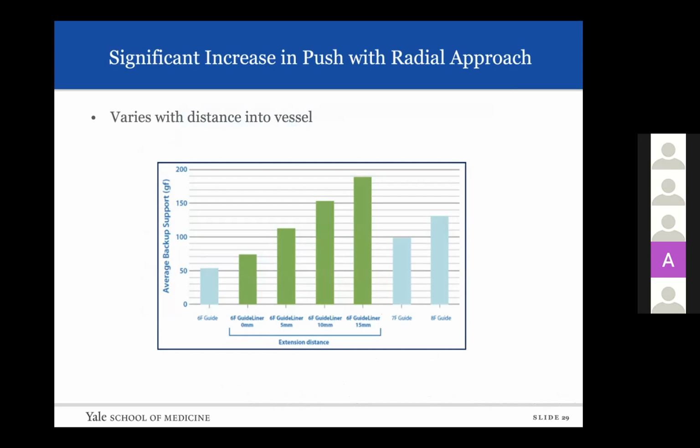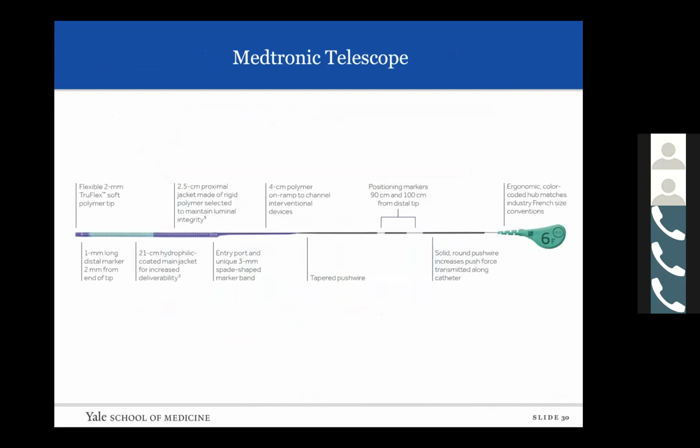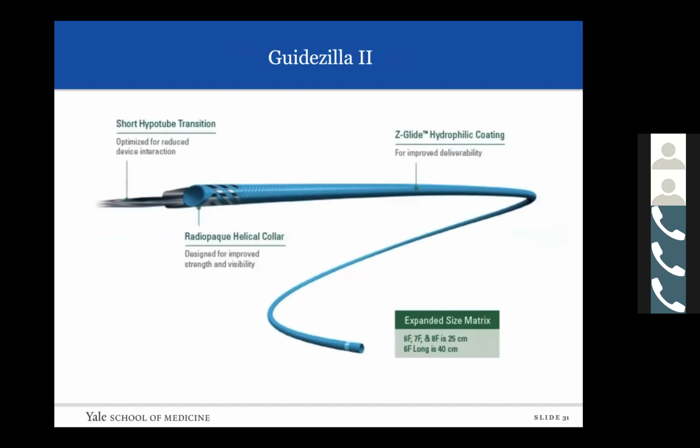There are three that we have in our labs, and there are three that we have available. So in alphabetical order, this is the Medtronic Telescope, but basically they're all similar construction. There's a distal marker. There is a very hydrophilic distal portion, and then there's a proximal collar. And they usually have markers on them similar to balloons at 90 and 100 centimeters from the tip. This is the GuideZilla, which is also available to us, and the Guideliner.